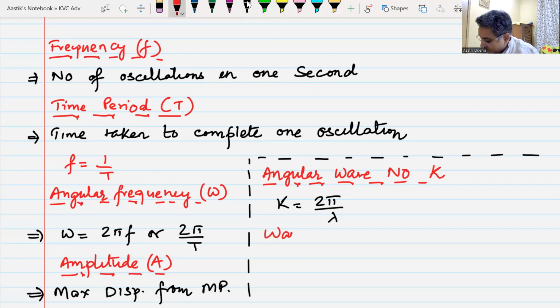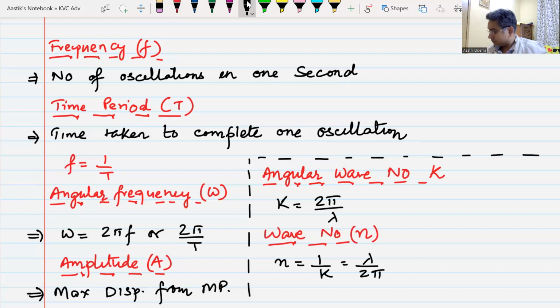Then you have something known as a wave number. We can call it n. This wave number n is 1 by k. So it becomes lambda by 2 pi. This wave number we will not be using. Oh, sorry, it's not 1 by k. I'm writing, it is 1 by lambda. So you can write it as k by 2 pi. This wave number we may not be using much, but sometimes they ask you what is this, what is that. You should be able to recollect what we have done. Do we understand this? Have you noted this down?